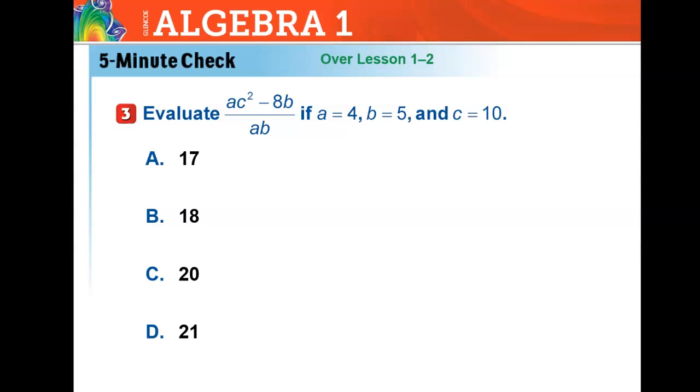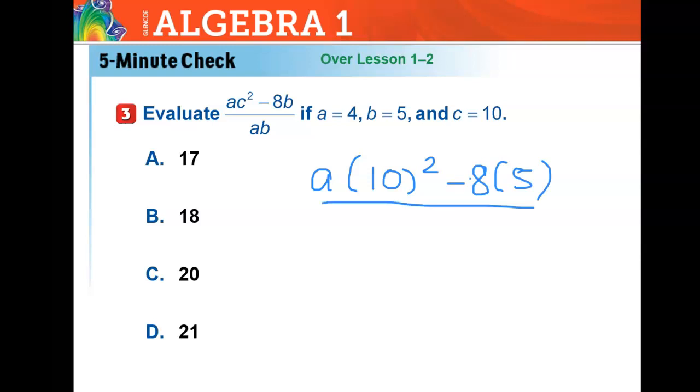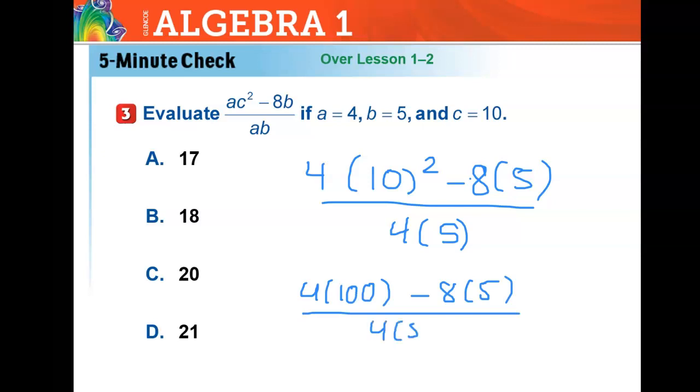All right. So we should have A times 10 squared minus 8 times 5 all over, why did I write A? Four times 5. So order of operations says you square first. And then you multiply. So we can do all our multiplication. And then simplify.